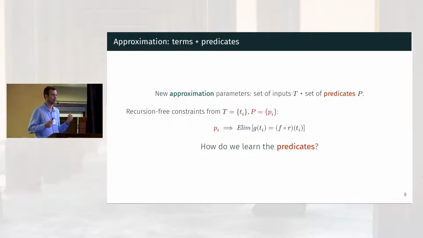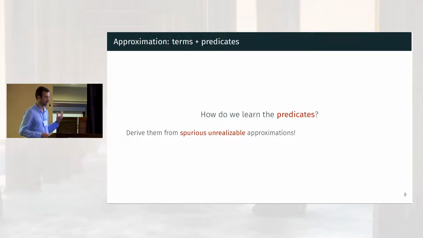So now our new approximation parameters are not just a set of inputs T, but also a set of predicates P. And the constraints are formed by adding the condition that comes from this set of predicates before the constraint that we compute as we did before. But how do we learn these predicates? So that is where having unrealizability will help us. And I'll explain what spurious unrealizable approximations are.